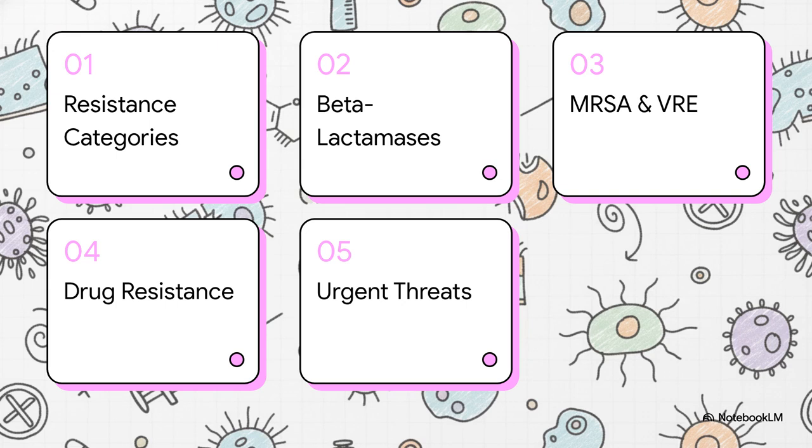Okay, let's dive right into our roadmap for today. First, the 3 resistance categories. Second, a deep dive into beta-lactamases. Third, target alteration, looking at MRSA and VRE. Fourth, high-yield drug resistance. And finally, number 5, urgent resistance threats.